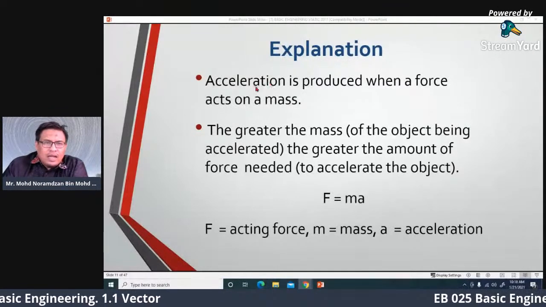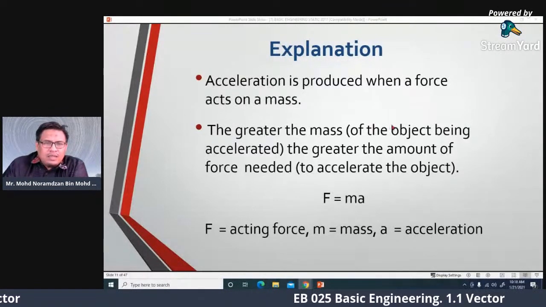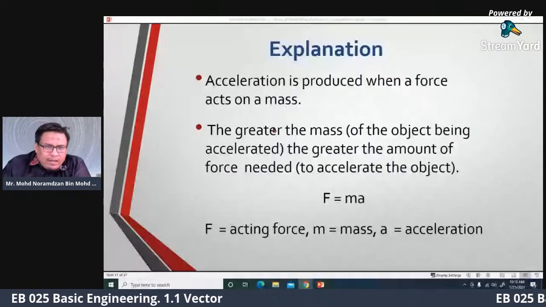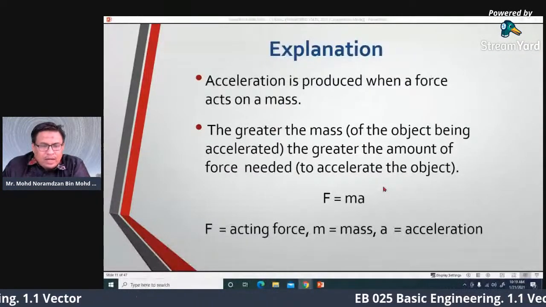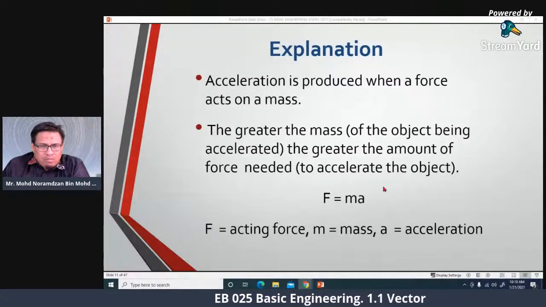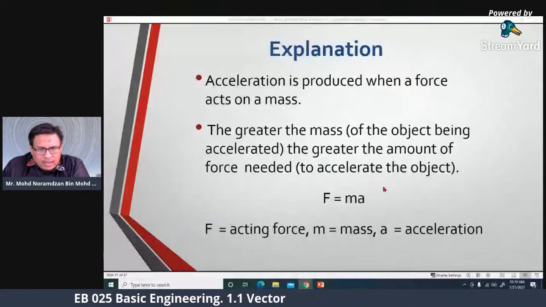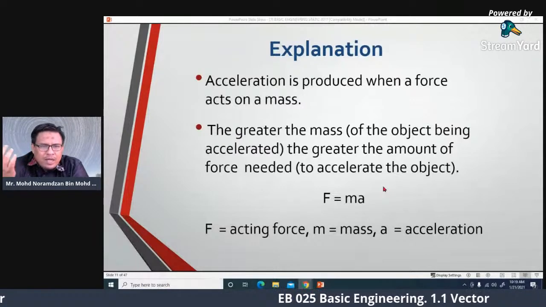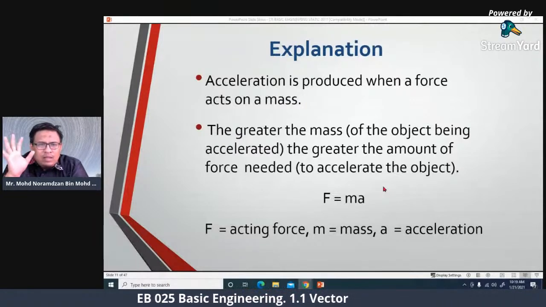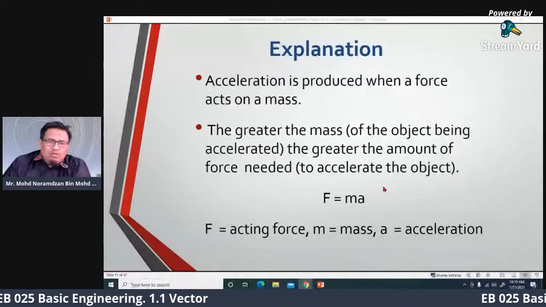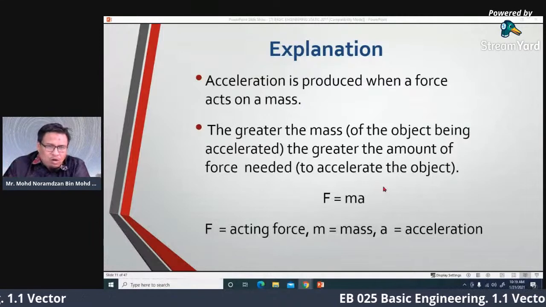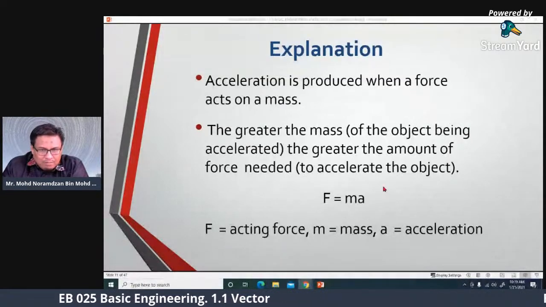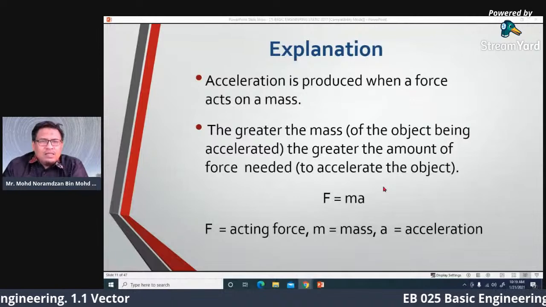The greater the mass of the object being accelerated, the greater the amount of force. That means if you want to push a very big car, the greater the mass, the greater the weight. For example, if you want to push a lorry, you need more force. Compare that to moving a small car like a Viva: you don't need a greater force.